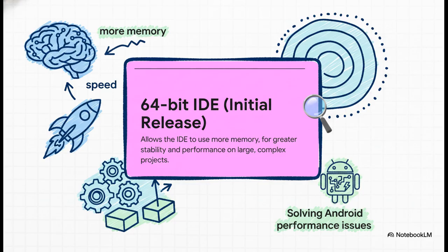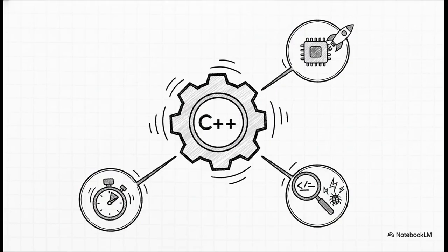Now, that might sound technical, but think of it like going from a 2-lane country road to a 6-lane superhighway. It means the IDE can handle way more memory, which is a total game changer for stability and performance, especially on today's massive, complex projects. But that's not all. This boost in power goes right down to the engine room, the C++ compiler. It's been upgraded to take advantage of the latest, fastest instructions in modern processors. In plain English, it lets you build code that just runs faster. And get this, it even comes with these new sanitizers, which are kind of like a super smart spell check for your code that catches nasty bugs before they ever reach the user.